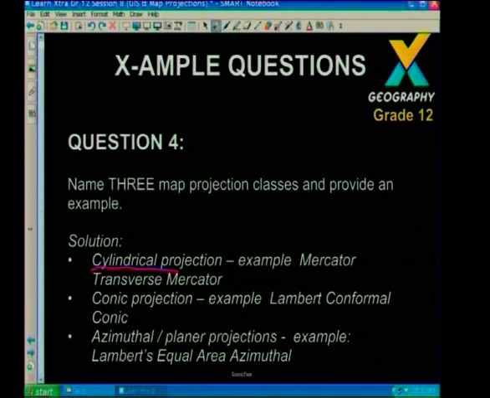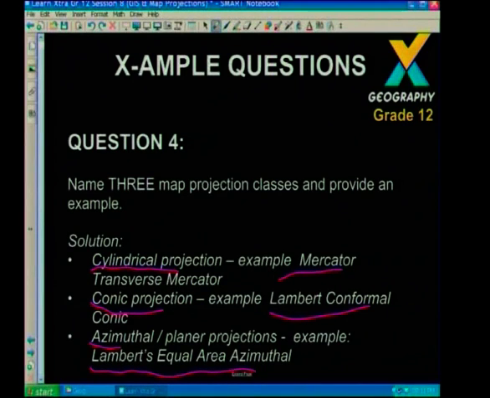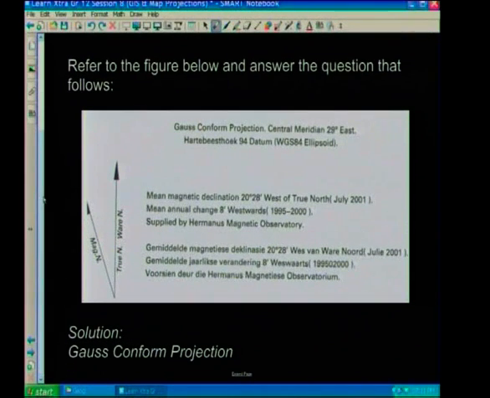Next one, name 3 map projection classes and provide examples. We did cylindrical, which is Mercator. We did conic, which is Lambert conformal. We did azimuthal, which is Lambert's equal area azimuthal. Okay, simple questions. Of course, if it's 3 marks, I don't think we would ever give so many. Most probably they will give you 1 and ask you to give an example, because this one will add up to basically 12 marks. You understand? Okay? And this is a common question that was asked in most cases.